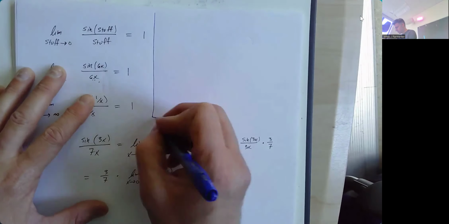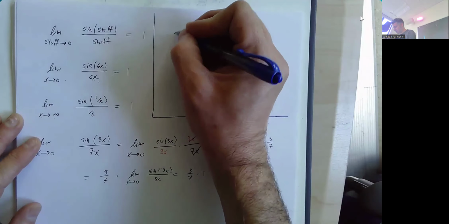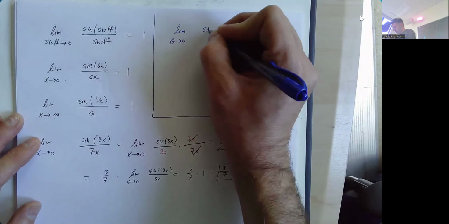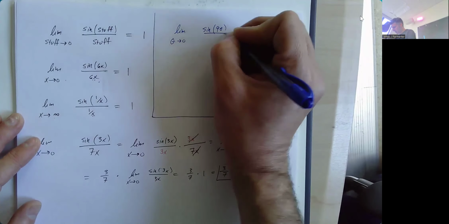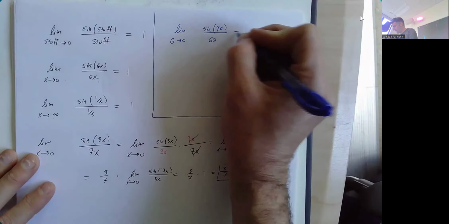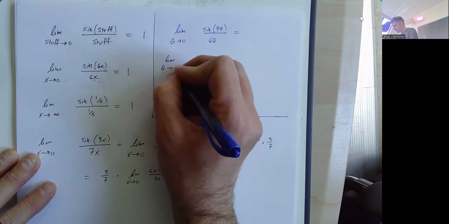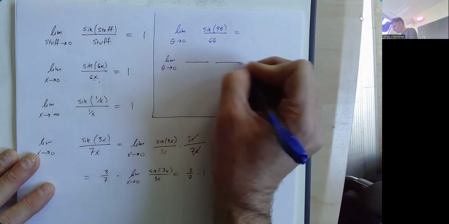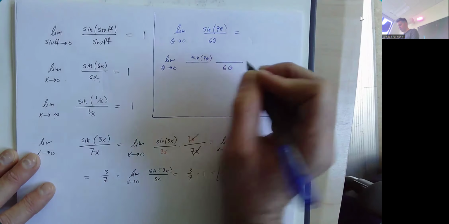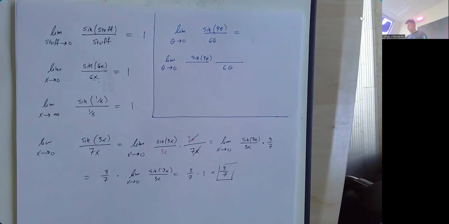Let me show you another example. Let's say I want to find the limit as theta approaches 0 of sine of 9 theta over 6 theta. You might already know what the answer is. Let me show you how I do this with the least amount of acceptable work, in my opinion. I would write this as the limit as theta goes to 0 of sine of 9 theta times something over 6 theta. And then I would fill in the blanks.